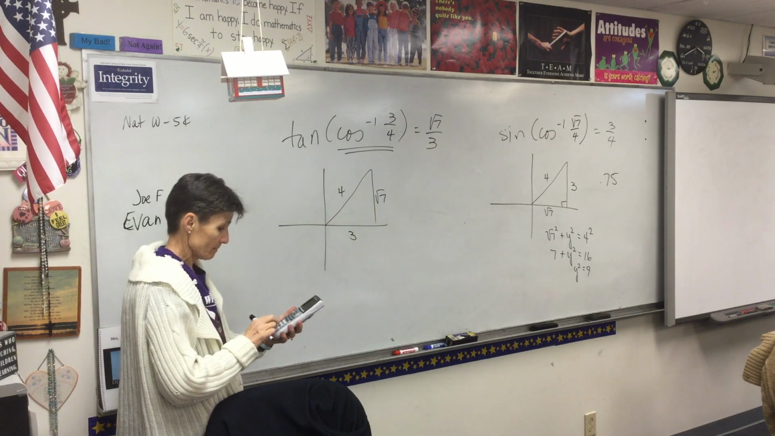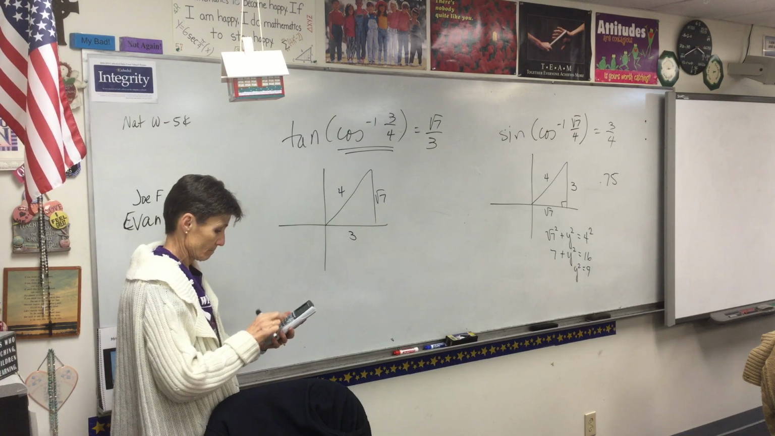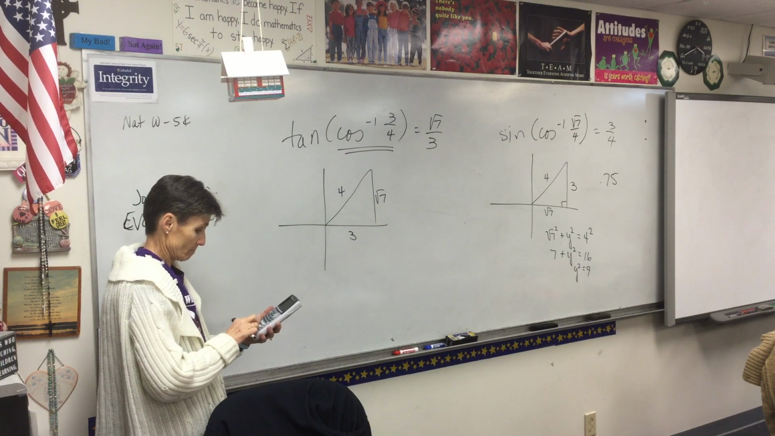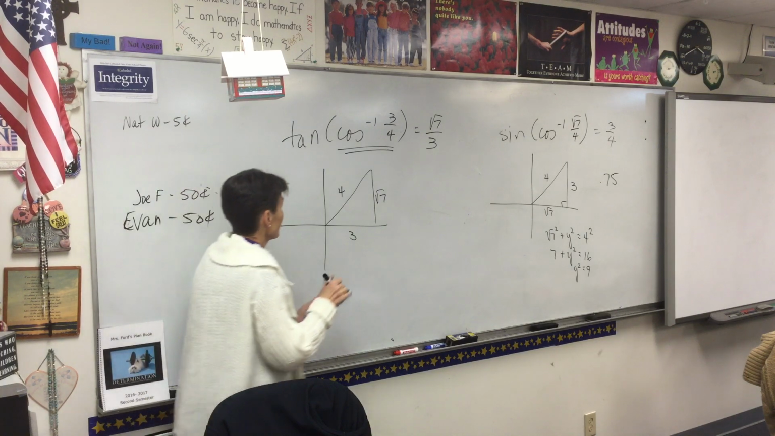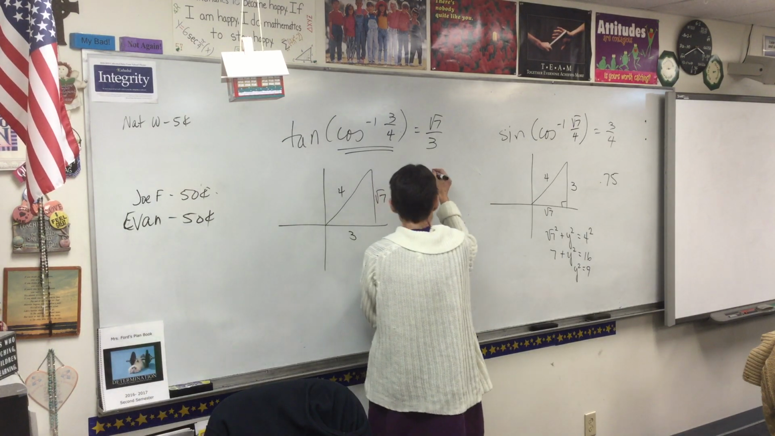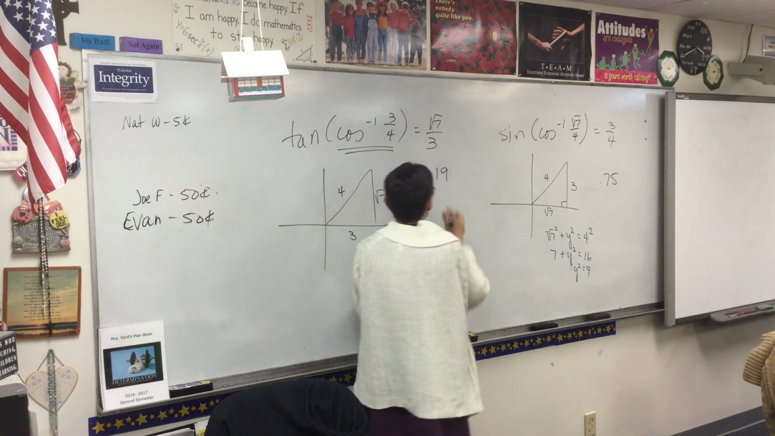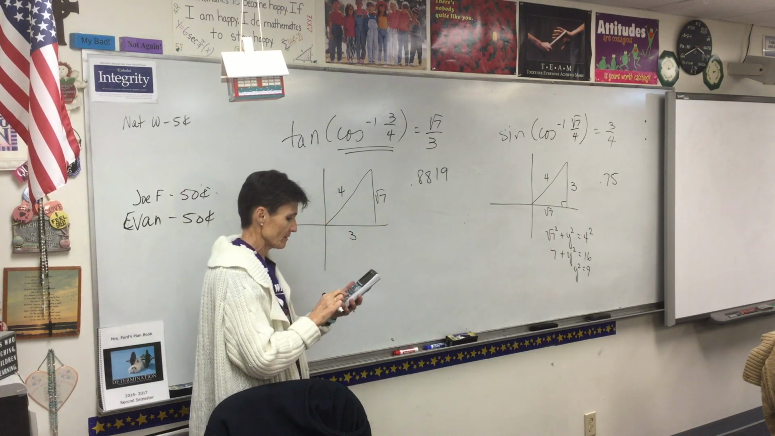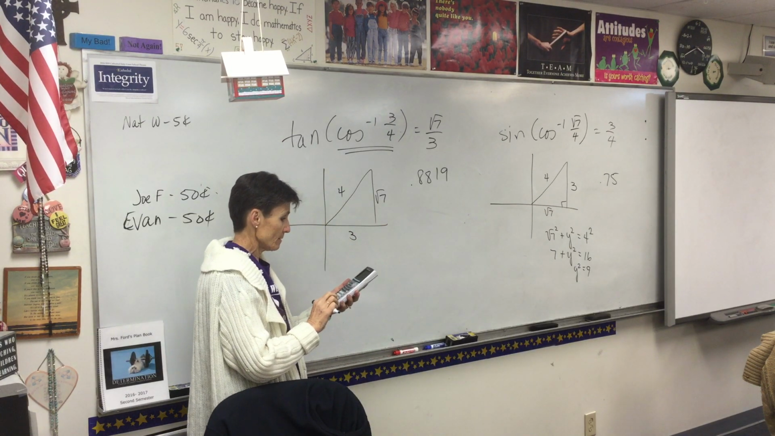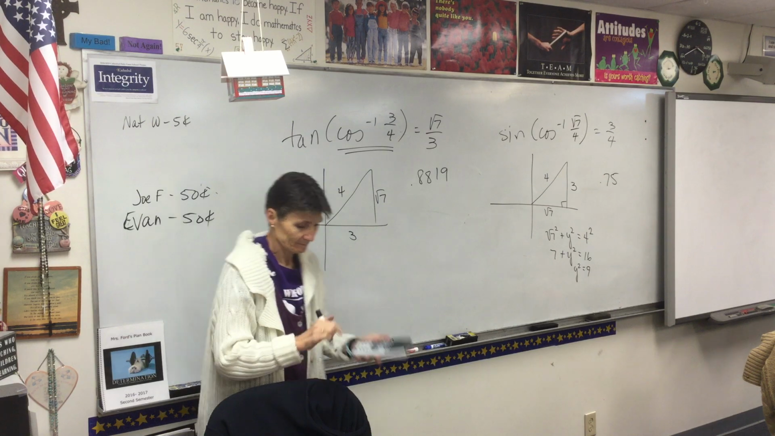See if we get the same thing. I got 0.8819, so I'll do square root of 7 divided by 3. Oh, same thing.